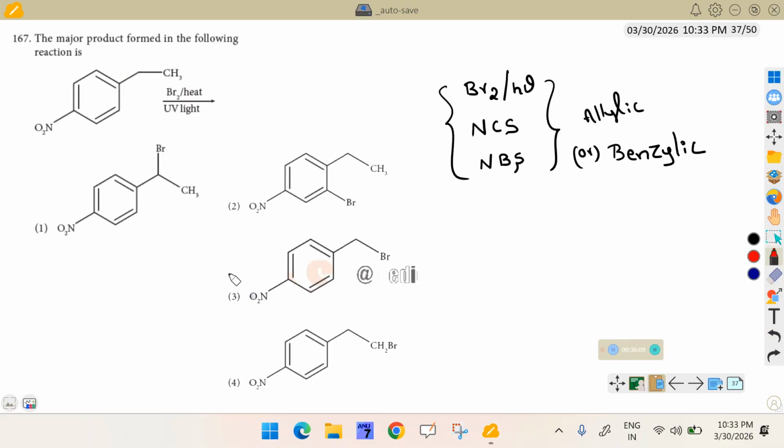Identify the major product. Bromine in the presence of sunlight favors allylic or benzylic substitution. Identify here the benzyl carbon atom. This is the benzyl carbon atom. At this position, substitute bromine. So based on that, the first option is correct.